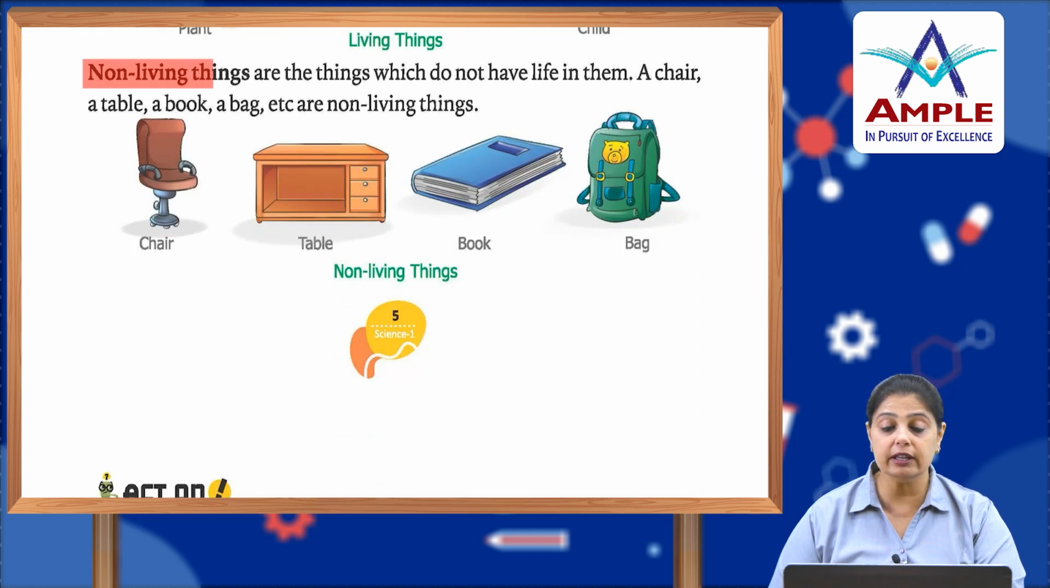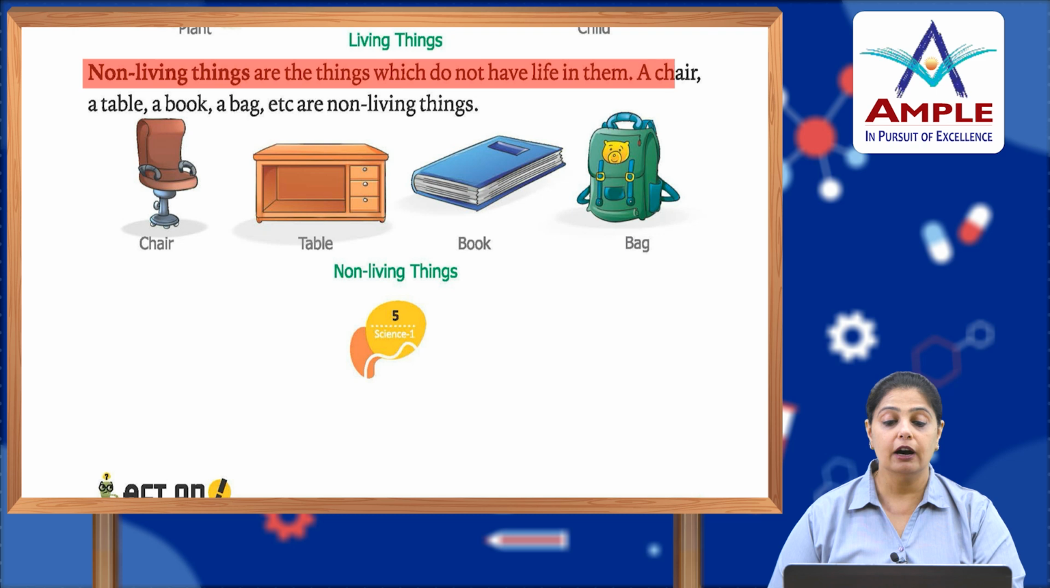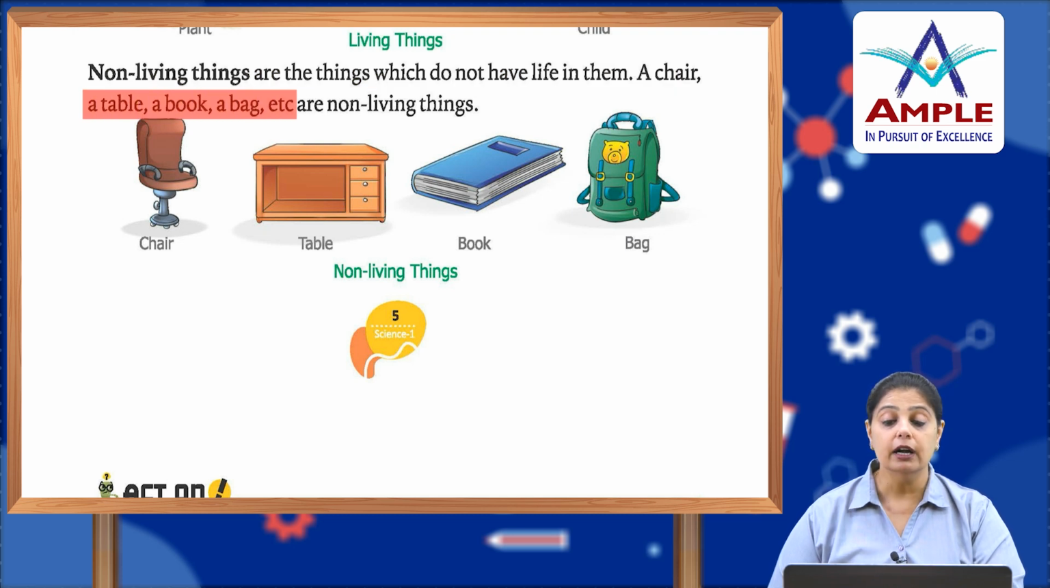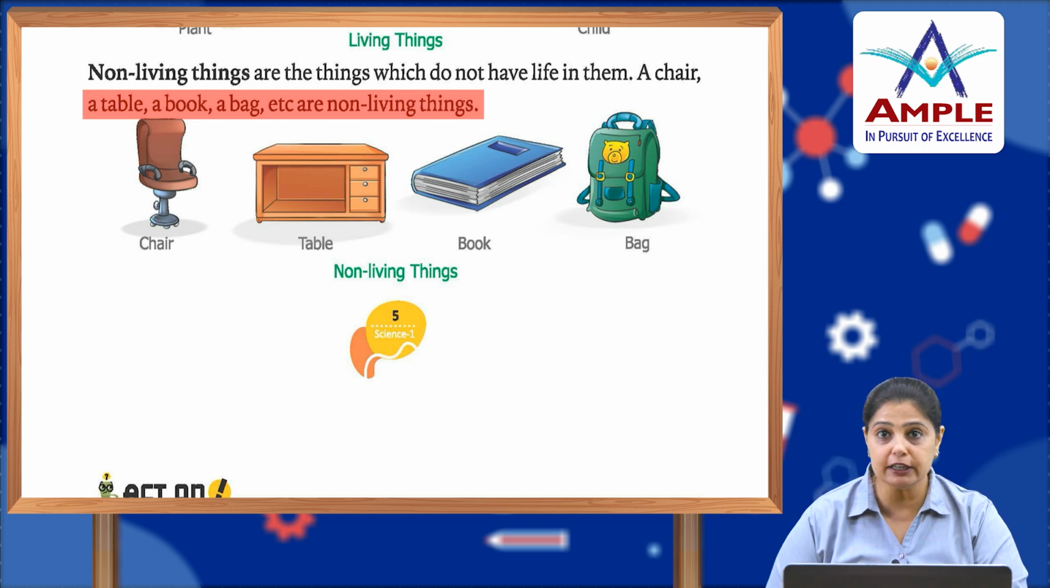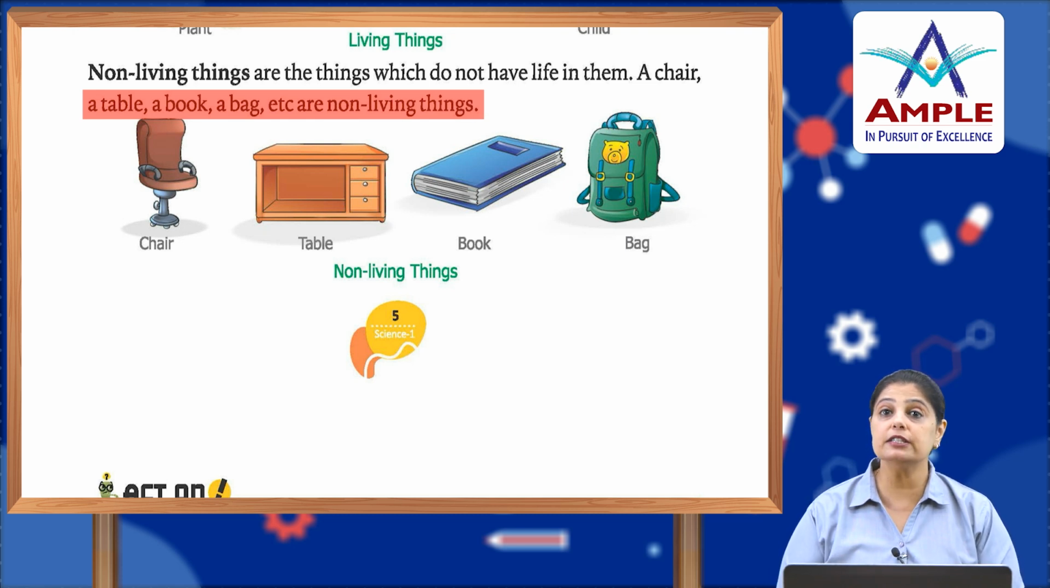Now, what are non-living things? They are the things which do not have life in them. A chair, a table, a book, a bag, etc. These are all non-living things because they don't have life at all. They are just material things that we have created for our use.